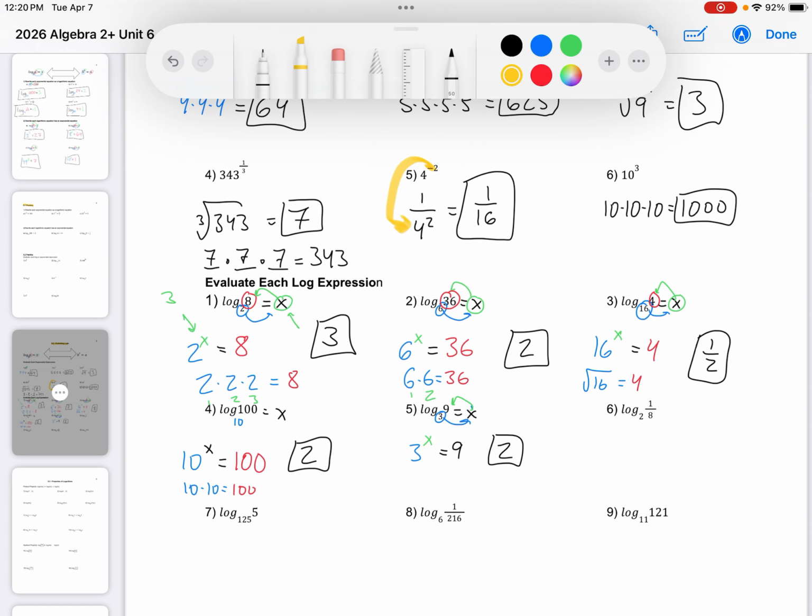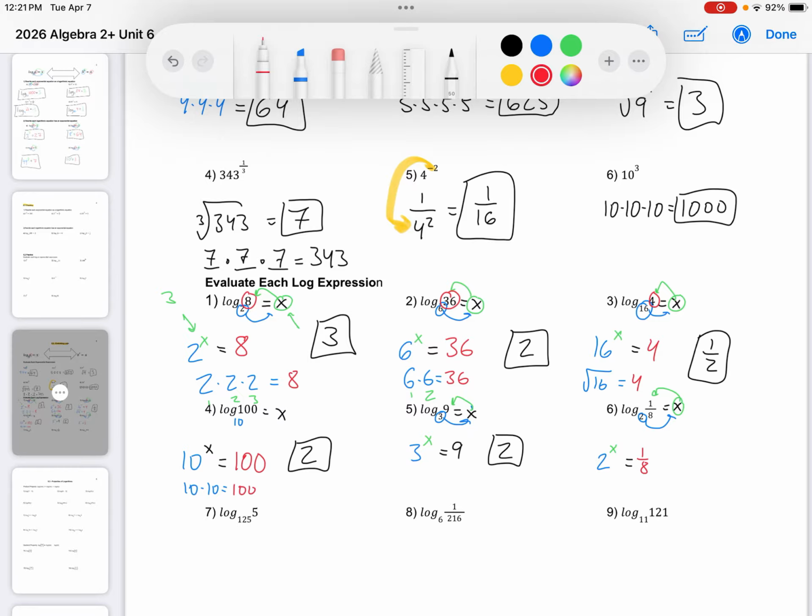Okay, on to number 6. We've got log base 2, and that would be to the power, again, of x, if we put our equals x on there. And then it needs to equal 1/8. 2 to the power of x needs to equal 1/8.